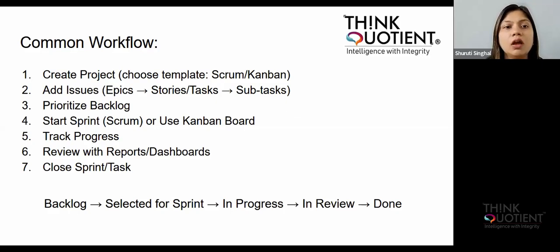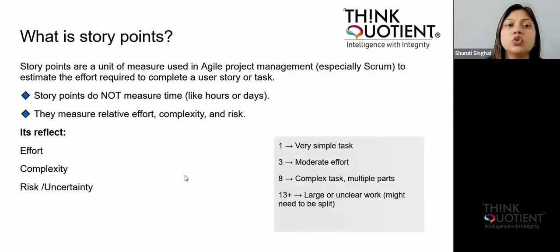Now, we are going to understand what a story point is. This is also one of the measurements used in agile project management, especially in Scrum. It is basically the effort that is required to complete a task. There might be certain tasks which require a lot of effort, and some tasks which are very simple. So depending upon the task, we give them story points, based on the effort, the complexity, and the risk associated with the task.